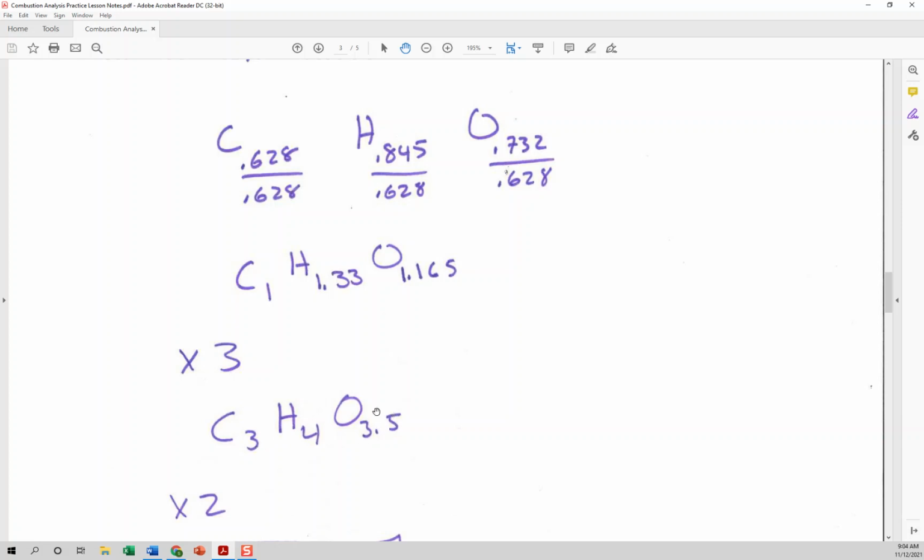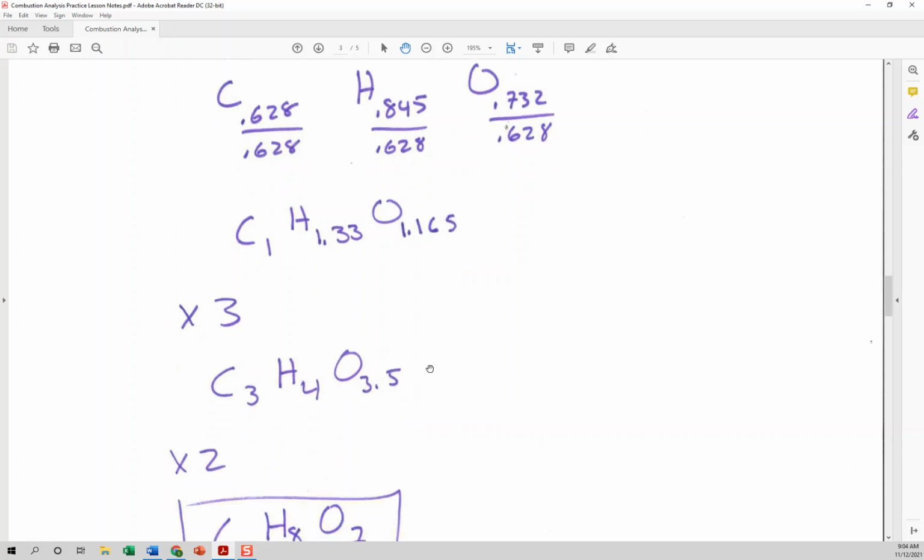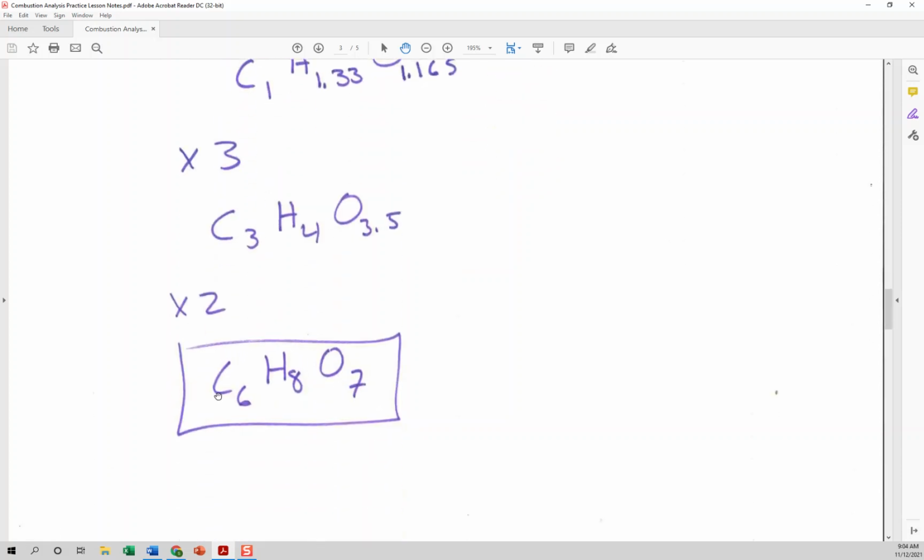But if I have a half, now I can multiply through by 2 to make everything whole. So I'll multiply this by 2, and now I have all whole numbers, and I can't reduce that any further, right? Because that's 7 there. So 6, 8, 7, those are my subscripts, and because that is the lowest whole number ratio, that would be my empirical formula for citric acid. So C6H8O7.